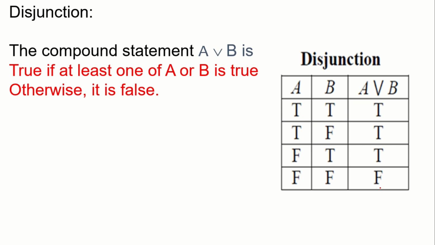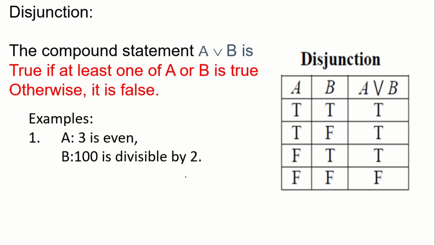Because when we use "or," it is not a strict statement. For example, "Please bring me a pen or paper." You can actually bring either a pen or a paper, whereas if it is "and," you must bring both. So with "or," it is not that strict. If at least one of these two statements is true, then the overall statement is true. Otherwise, it is false.